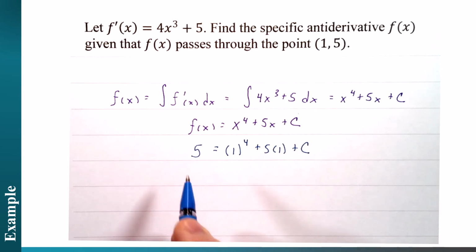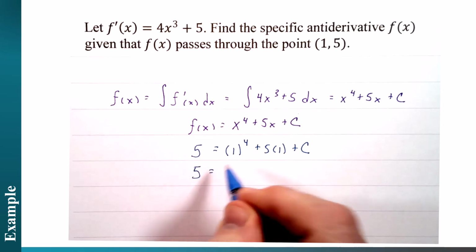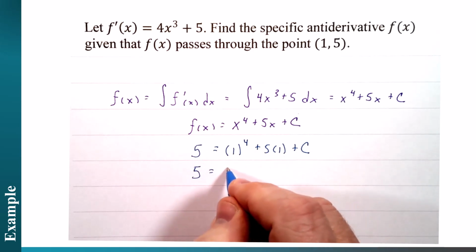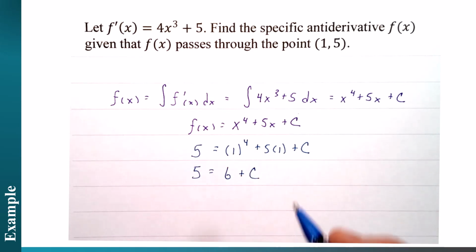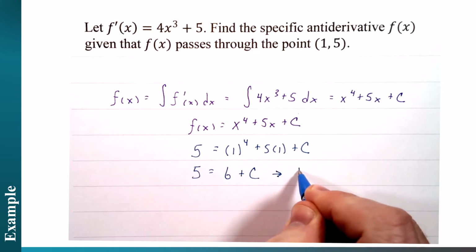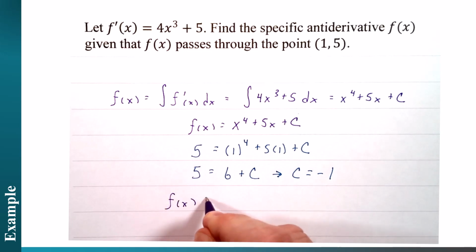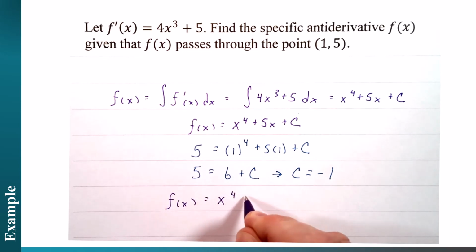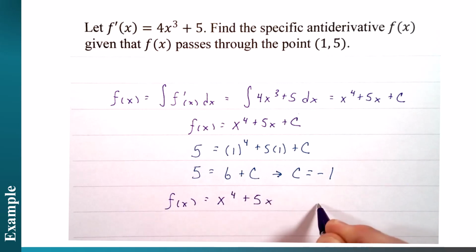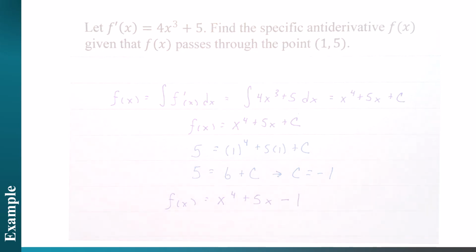Okay, so it looks like that means that 5 is equal to 1 plus 5, so that's going to give us 6 plus c. And from there, I think you can see that c will be equal to negative 1. So I just found out the value of c. And that implies that the specific antiderivative for this function is f of x equals x to the 4th plus 5x plus c, but since I know that c is equal to negative 1, I'll go ahead and put that in. Let's analyze this example slightly more.